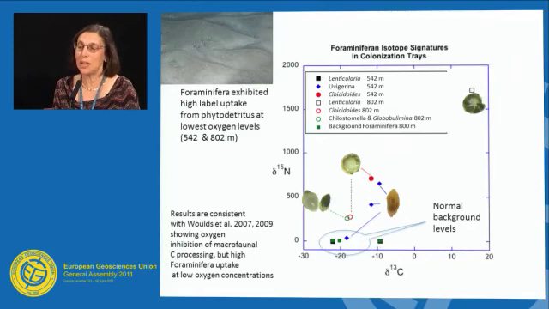And then at 800 meters, we have protozoans taking up carbon and animals not. And at 1,100 meters, we have then animals kicking in. So along this oxygen gradient, we see a shift in who's doing the carbon processing. And these results are consistent with past research done by Woods et al. that shows that very low oxygen inhibits the carbon processing by animals, but promotes it among protozoans, the foraminifera.